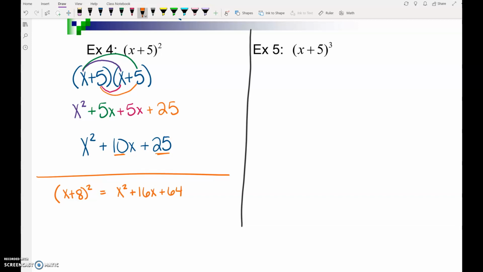But remember how I just said a minute ago that tricks are not necessarily the best way to do math? If you remember this pattern, then yes, this helps you to get your answer a little bit faster. But I don't want to bog you down with tricks.